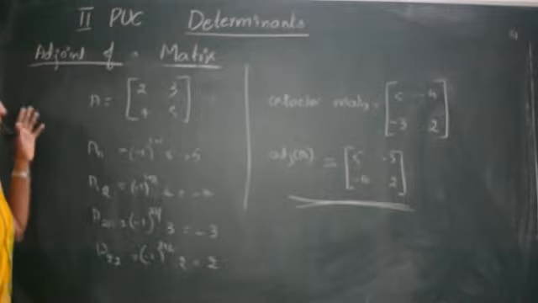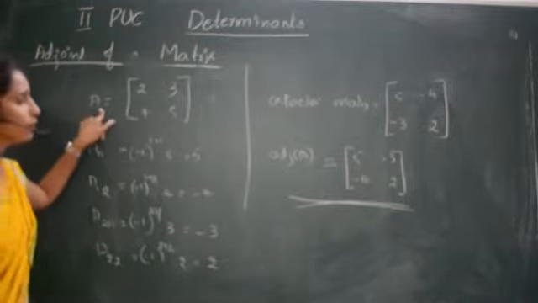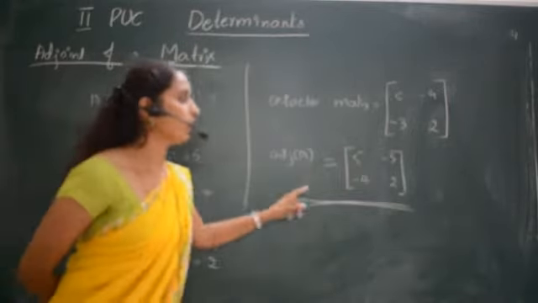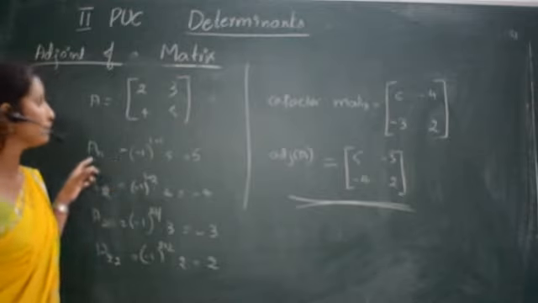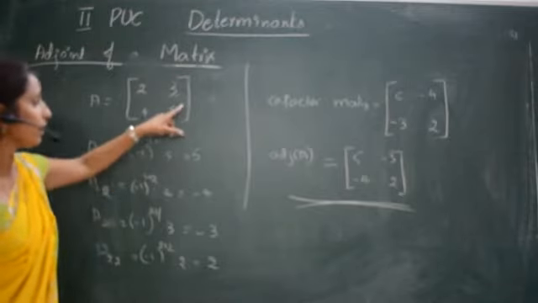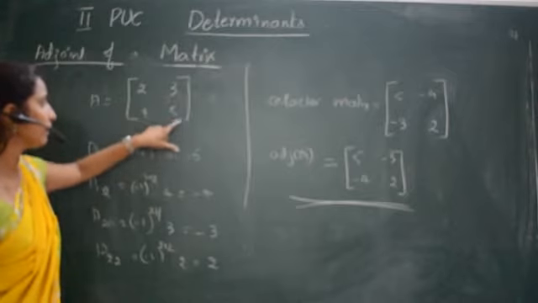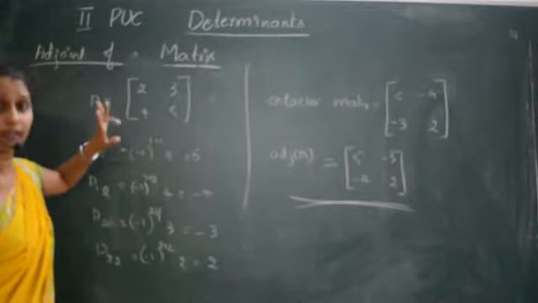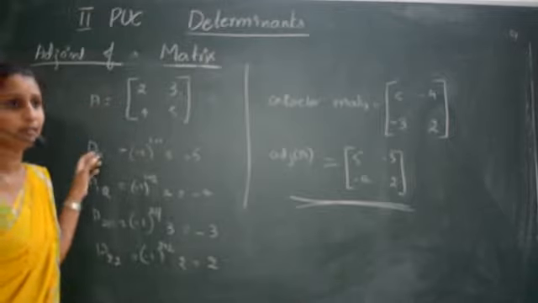One more thing we can observe here is that if it is a 2 by 2 matrix, the adjoint of the matrix is obtained by interchanging the two elements of the principal diagonal. This is only for 2 by 2 matrices, not for other matrices such as 3 by 3 matrices.